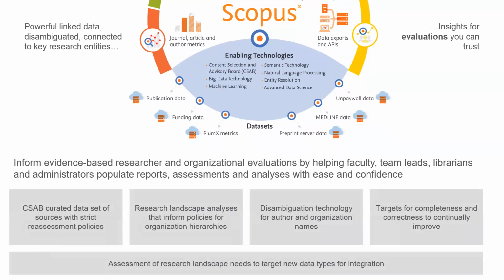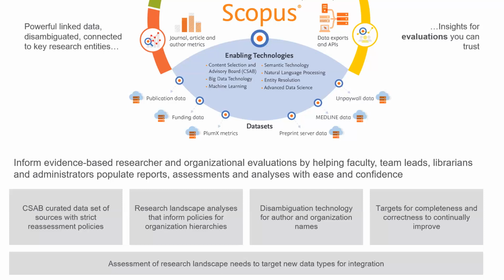So what we are able to do is that through the powerfully linked data, which is disambiguated and connected to key research entities as well as individual profiles, researchers are able to get evidence, right? And they're able to conduct evidence-based research. They're able to evaluate organizations by helping faculty, team leads, librarians, and administrators to get reports, assessments, and analysis with ease and confidence. The Content Selection Advisory Board is a third-party team that we collaborate and work with. They are all journal editors, and they are the ones who ascertain which journals are of good enough quality to be indexed within Scopus.